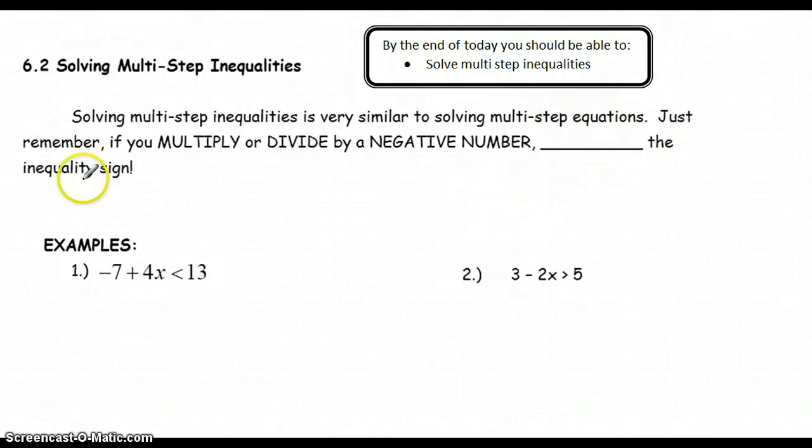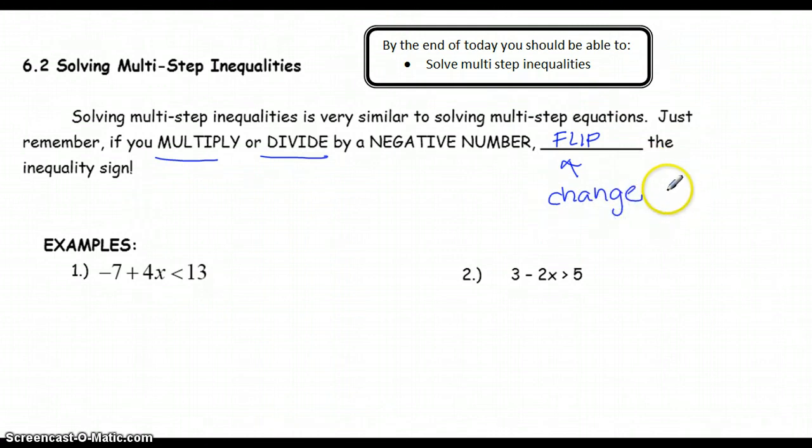The one difference is that if you multiply or divide by a negative number, you need to remember to flip your sign. Now, when we say flip, that means change the direction. You're not going to change the meaning of the sign, like adding that bar for or equal to, but you're going to change direction.